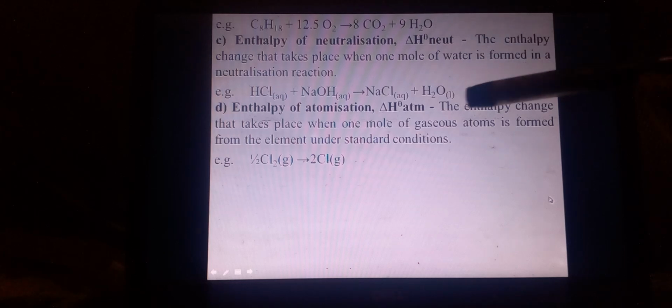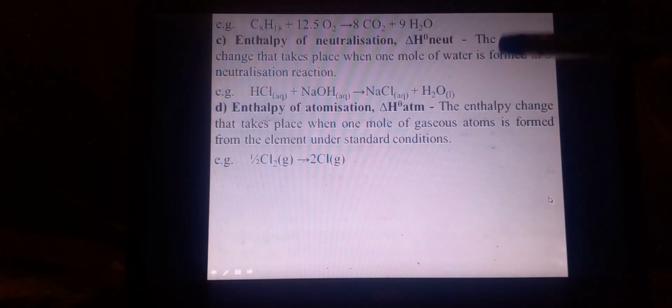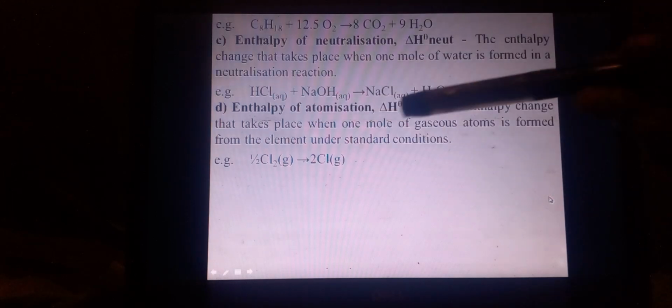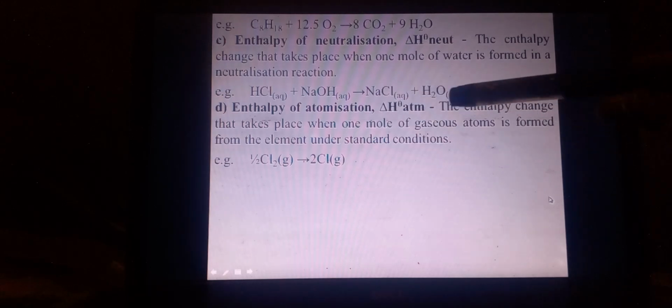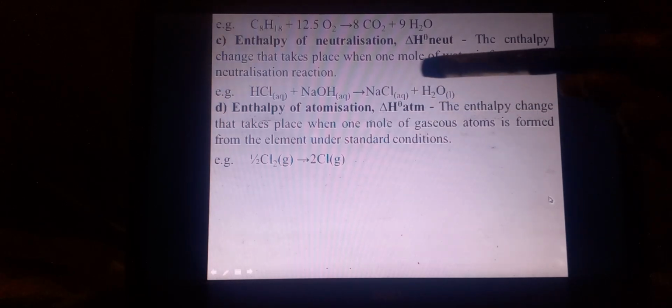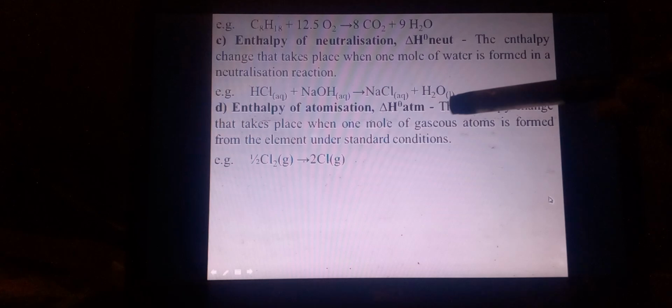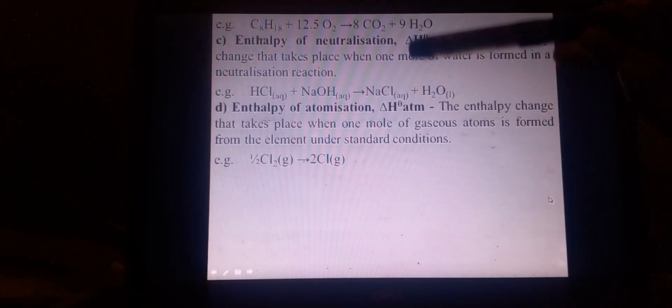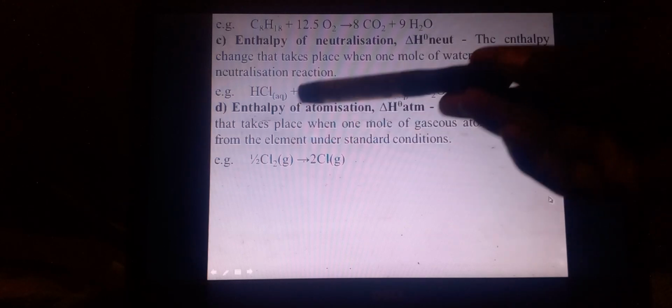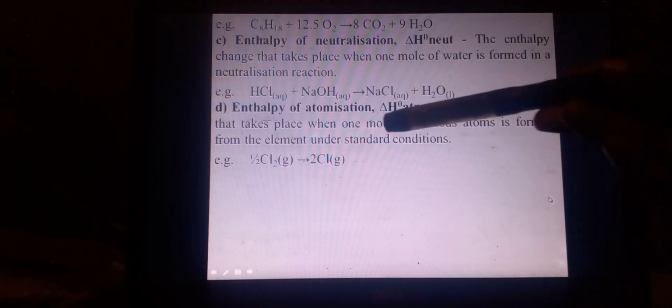Then part C, we have enthalpy of neutralization. This is the enthalpy change that takes place when 1 mole of water is formed in a neutralization reaction. For example, when you combine hydrochloric acid and sodium hydroxide, we form sodium chloride plus water. The amount of heat involved in the formation of 1 mole of water is what we call molar enthalpy of neutralization.